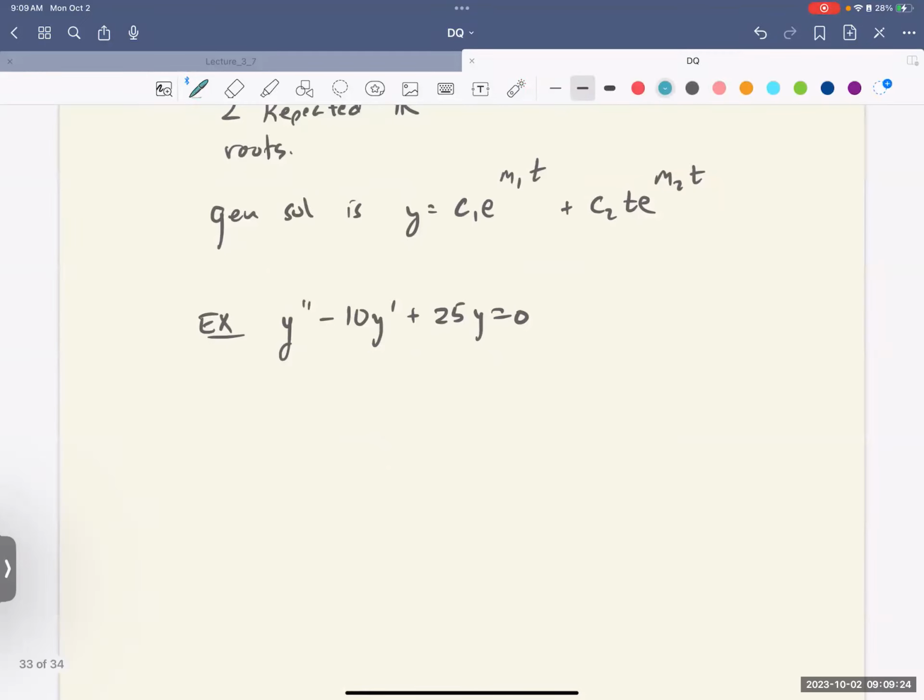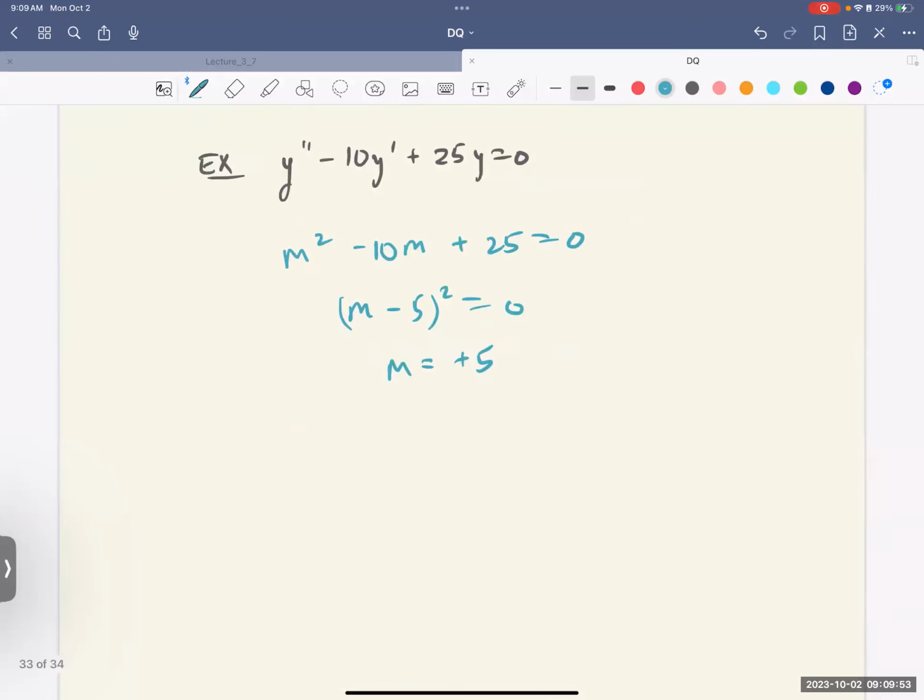So another example, let's solve y double prime minus 10y prime plus 25y equals 0. Our characteristic equation would be m squared minus 10m plus 25 equals 0. That's going to be m minus 5 squared equals 0. m is equal to 5. And there's your repeated real root. So the general solution is y equals c1 e to the 5t plus c2 t e to the 5t.